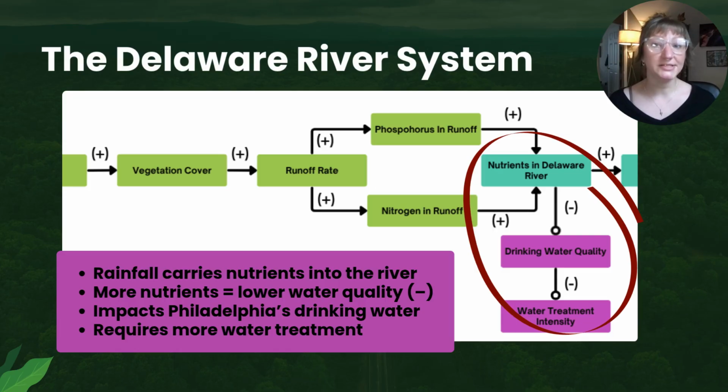Next, we move from land into the river system. When it rains, runoff carries those excess nutrients, nitrogen and phosphorus, into the Delaware River. This is what connects agriculture directly to our water supply. One really important relationship here is negative. As nutrient levels in the river go up, drinking water quality goes down. And this has real impacts. It means that water treatment plants in Philadelphia have to work harder, using more energy and resources. So this isn't just an environmental issue, it's a social and economic issue as well.